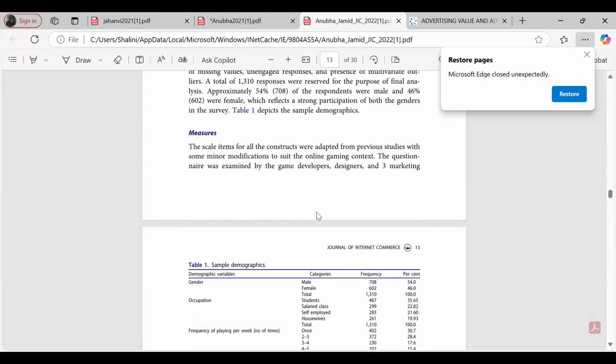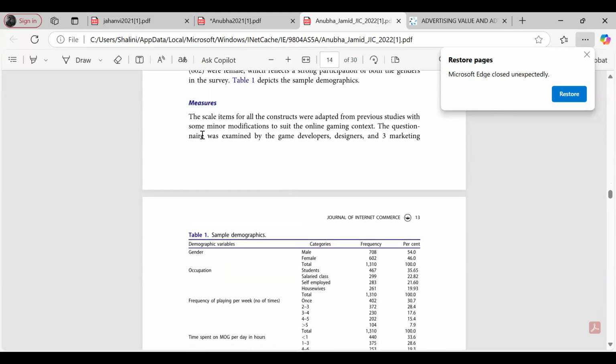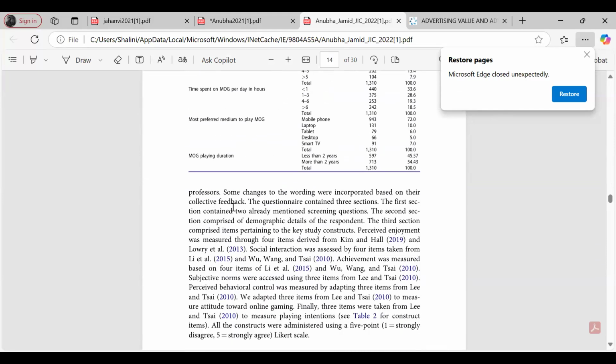So when you go here again, the questionnaire was examined by the game developers, designers, and marketing professors, and some changes to the wordings were incorporated based on the collective feedback. The questionnaire contained three sections. Now your questionnaire should contain 3, 4, 5 sections depending upon how you're going to make it. The first section contains screening questions. The second comprised demographics. Third section, see, look at it, the structure is given also.